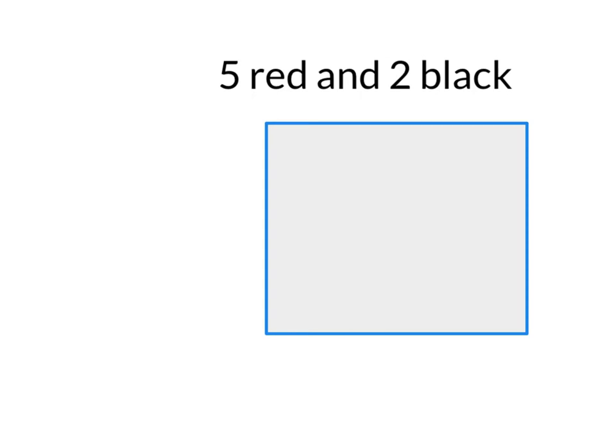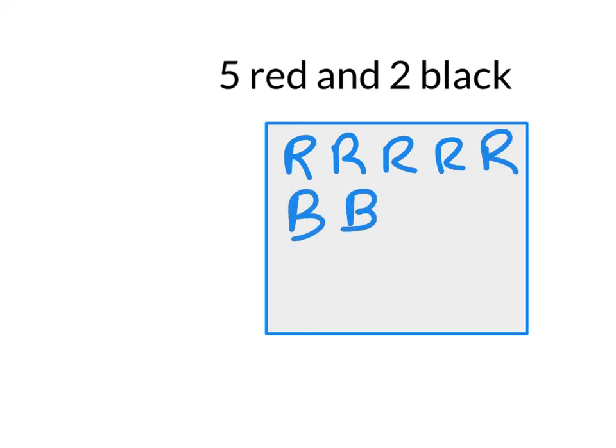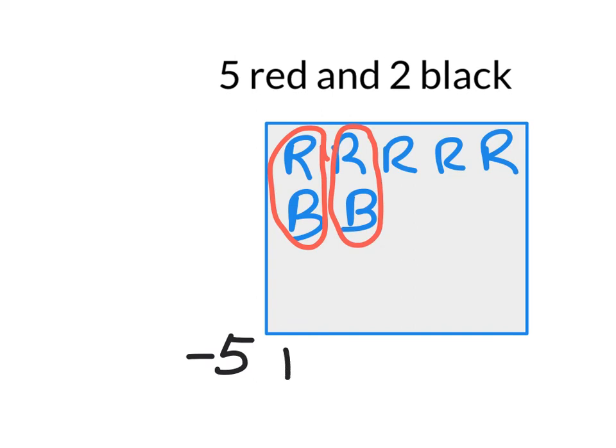Now let's take a look at it without the chips. We have 5 red and 2 black. So we're going to represent our 5 reds, 1, 2, 3, 4, 5, and 2 blacks. And then again, we must remember to circle our 0 pairs to help us visually look at it and make those connections. And we're left with 3 reds. The number sentence we're going to write is 5 reds, okay, we have that negative sign in there, that means reds plus 2 blacks will equal 3 reds.